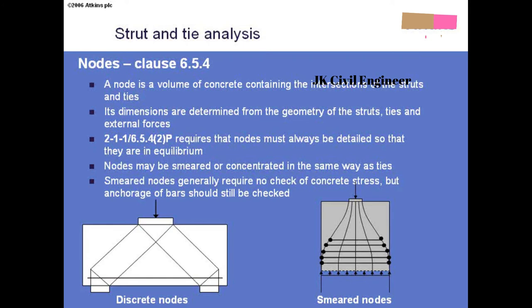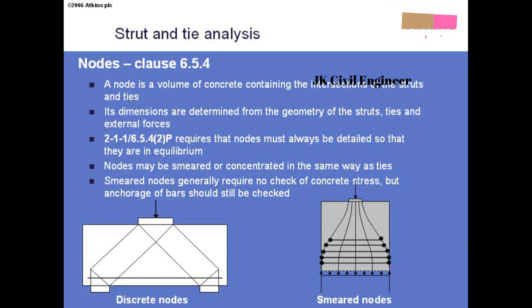Nodes are covered by clause 6.5.4. It defines a node just as a volume of concrete containing the intersections of the struts and ties. And there's a bit of science, or rather a bit of art, in sizing up your nodes, which only really comes with practice, to be honest. But they're generally dictated just by the geometry of the incoming struts and ties, as you can see in the simple example over on the left-hand side. Those nodes are really just sized as a function of the angles of the struts and ties that we've got.